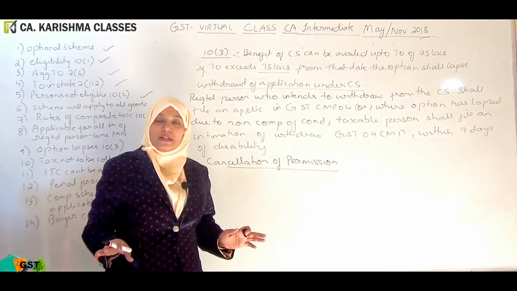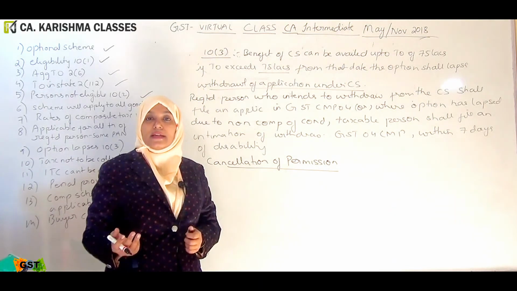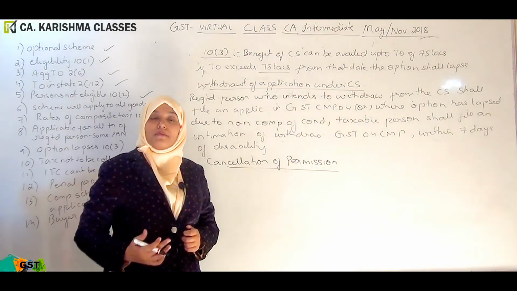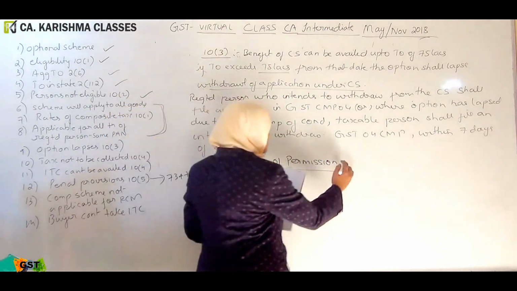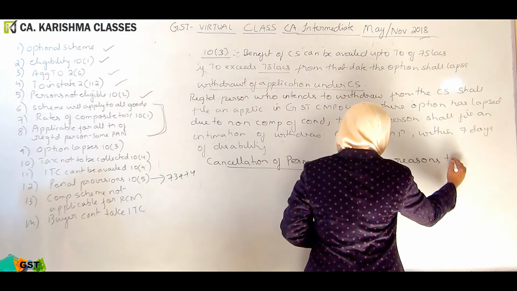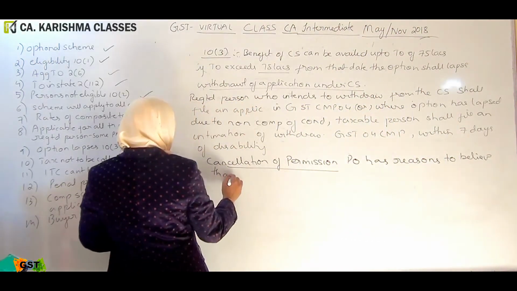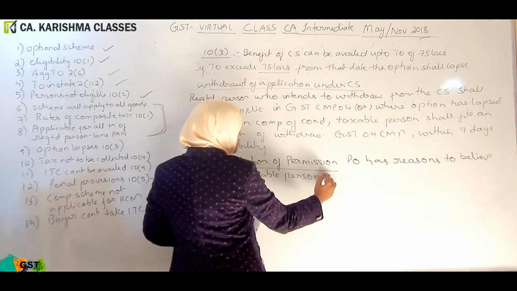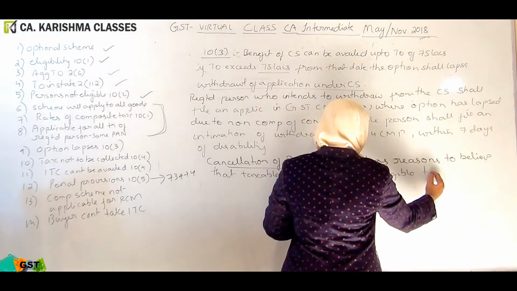Or he has not voluntarily come forward. He has been doing fraud. He is pretending to be a composition supplier. Then in that case, the department has to cancel his composition scheme. So when the department has to cancel his composition scheme, what are the provisions? Here, the proper officer has reasons to believe that the taxable person was not eligible for the composition scheme.